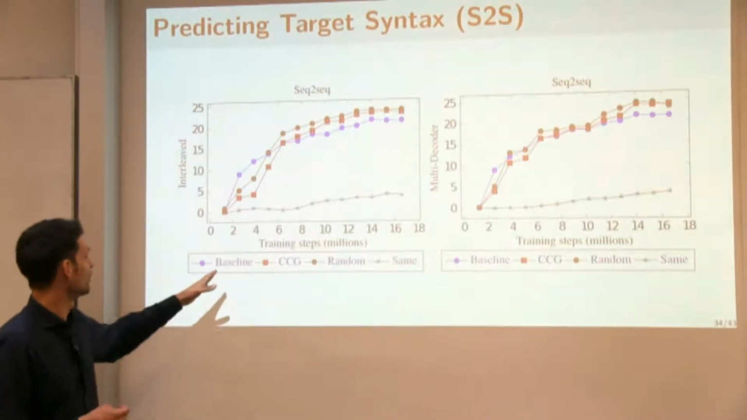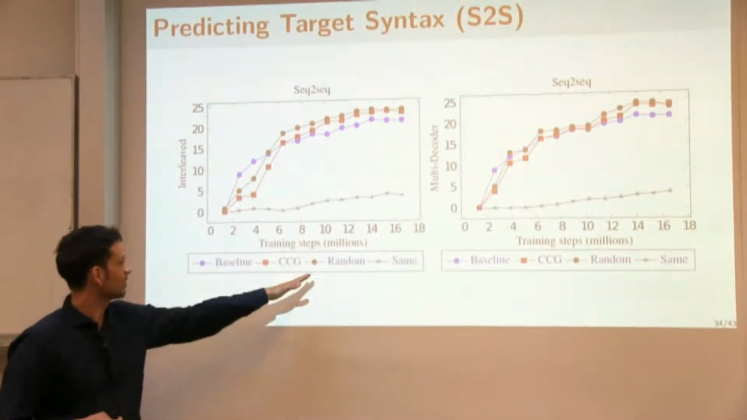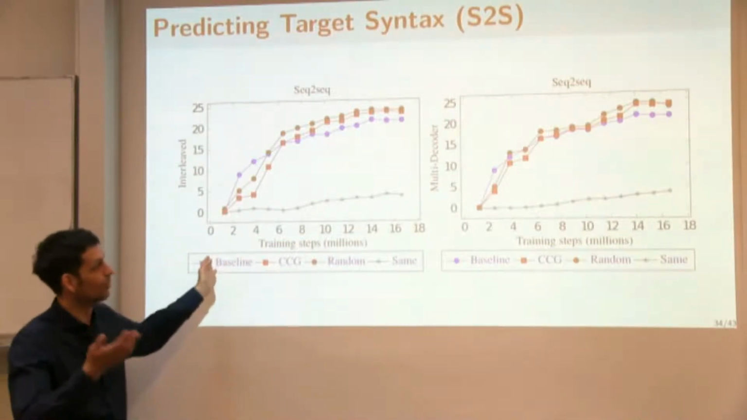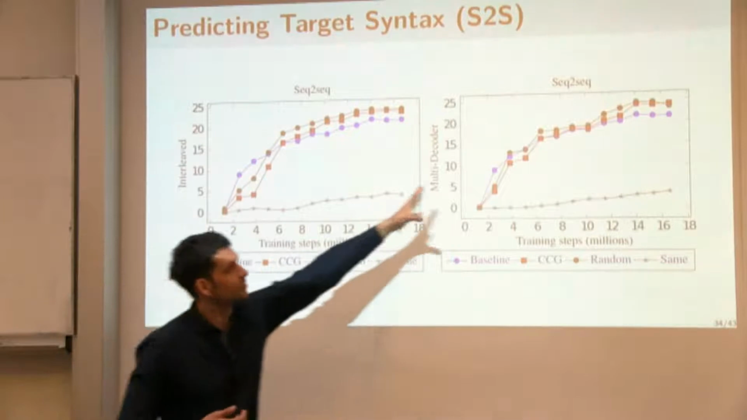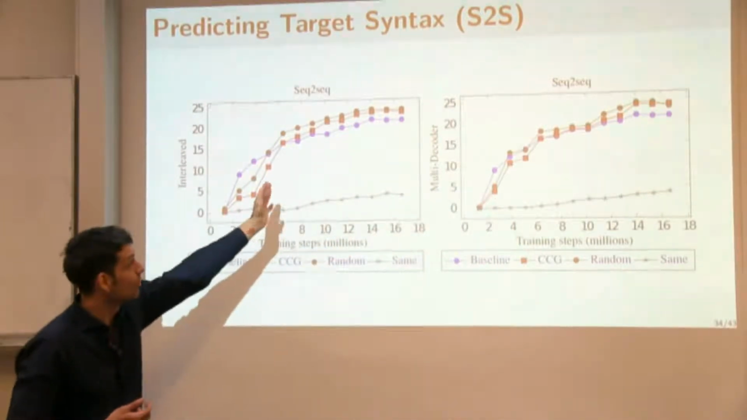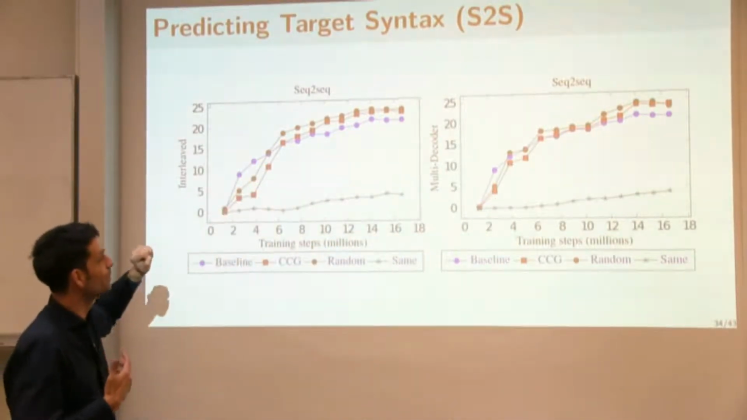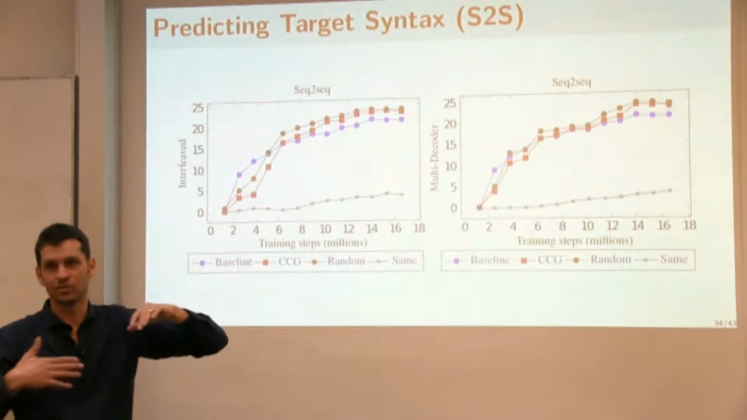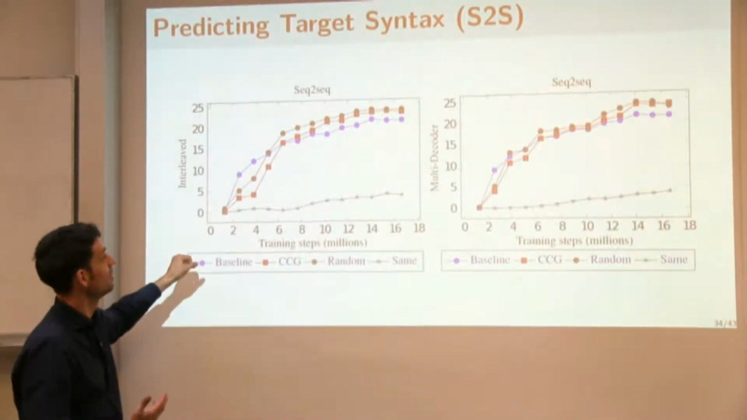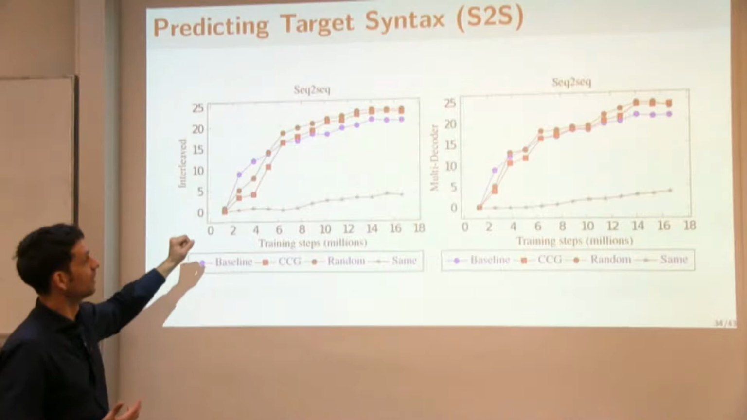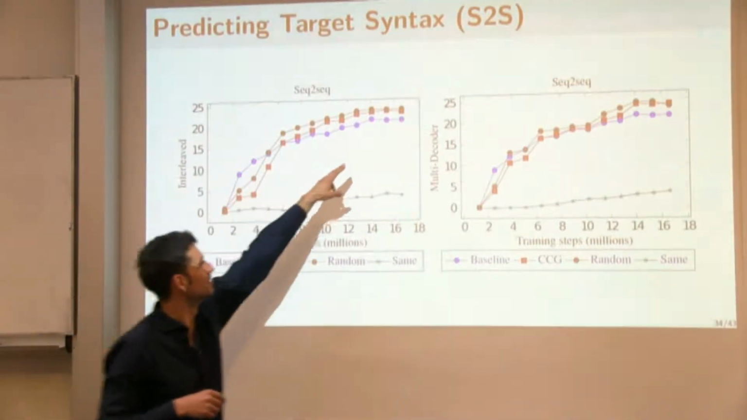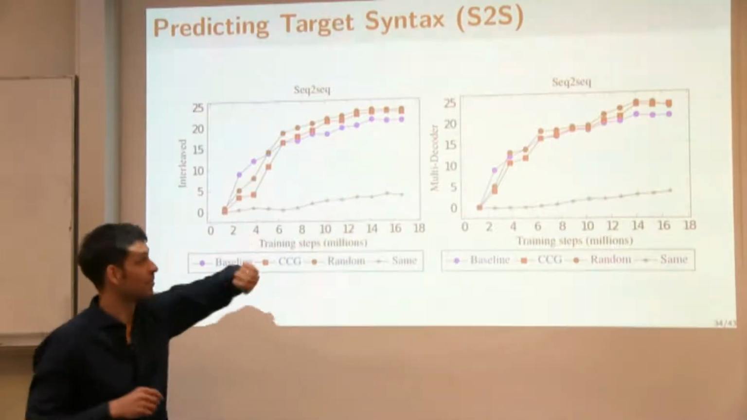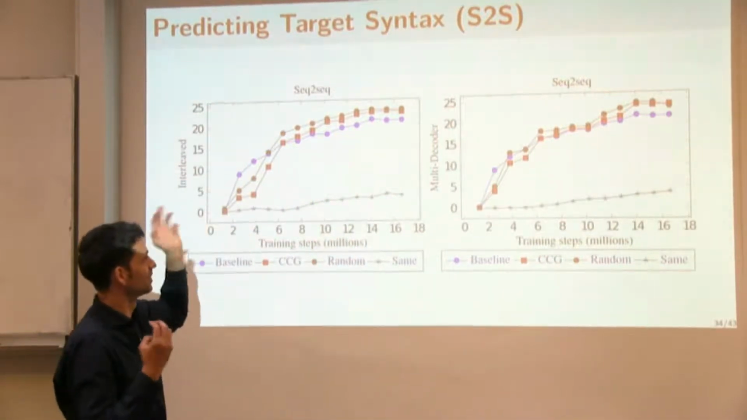And then for the CCG text or random text or the baseline, this is the interleave setup and this is the multi-decoder setup. So we're testing both, and they both come out similarly. Regardless of how you produce this secondary sequence, you get about similar results. These differences are sometimes reported as significant.